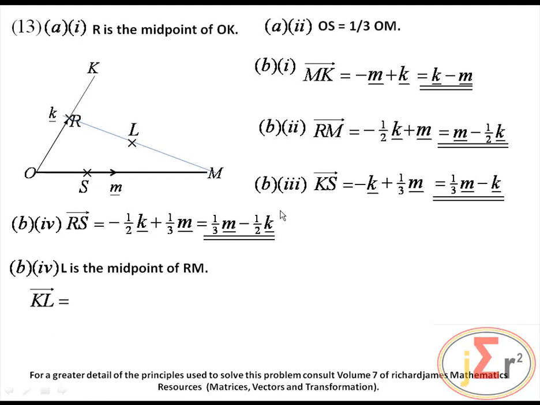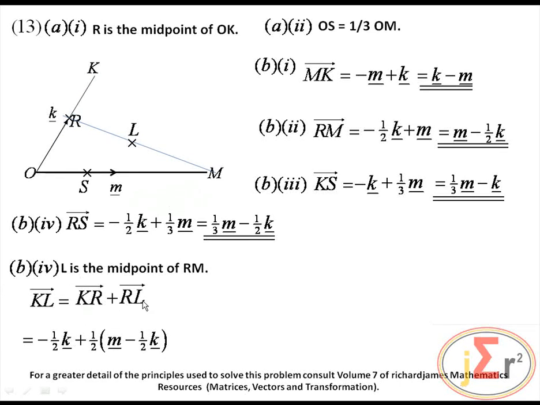Okay, so we have RS right here. So we need to find KL. From K to L we have a horrible situation. So we are going to have what? KR plus RL. What is KR? KR is a half of K going in the opposite direction. So KR is negative a half of K.